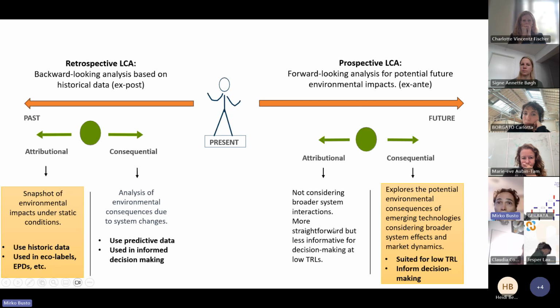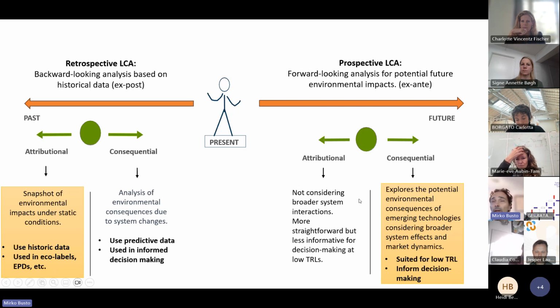It is easier but less informative for decision-making at low TRL. And a consequential one explores the potential environmental consequences of emerging technologies, considering broader system effects and market dynamics. This is very, very useful, especially in the kind of projects that we are dealing with, so low TRL, and related to decision-making, so related to some policy-making decision. So they are made for some reason that relates to that.